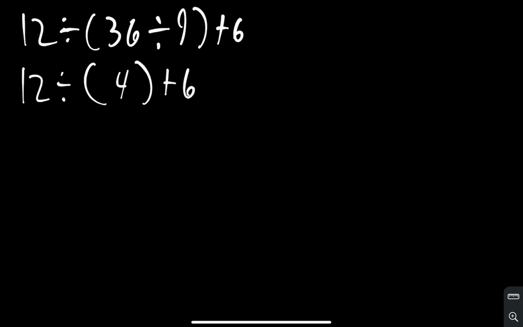And then we move to our exponents, but we don't have any exponents, so we move to multiplication and/or division. And we have a division right here. 12 divided by 4 is going to give you 3. Carry the plus 6. And then we just finish it out because now we have no multiplication or division. So we move to addition and subtraction. So 3 plus 6 is going to give you 9. So that's going to be your answer.